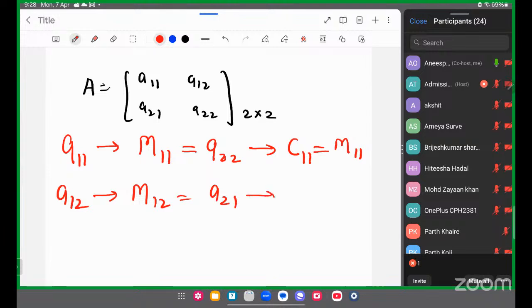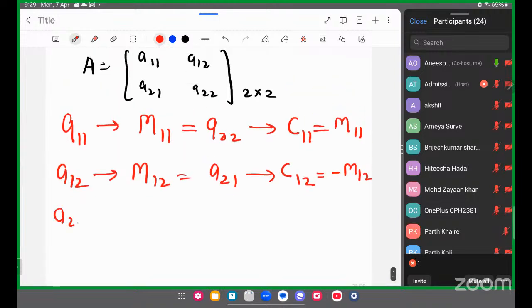And according to minor, we can have cofactor C12. In this case, we have 1 and 2. 1 plus 2, 3, which is odd. And if it is odd, you have to change the sign of minor. So answer will be minus M12. Similarly, find out A21. For A21, we will have minor M21. In this case, we will do what? Delete second row, first column. So if you delete second row, first column, you will have A12. And cofactor in this case will be... 2 plus 1 is again odd.